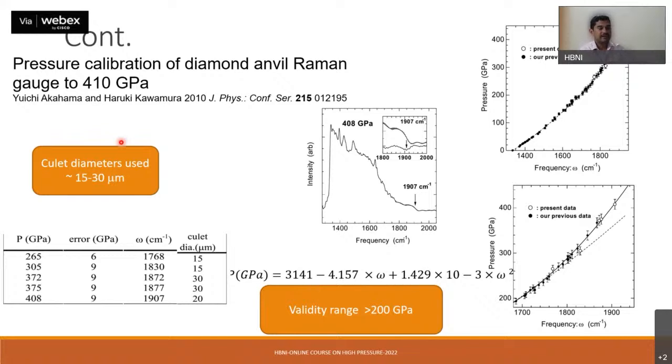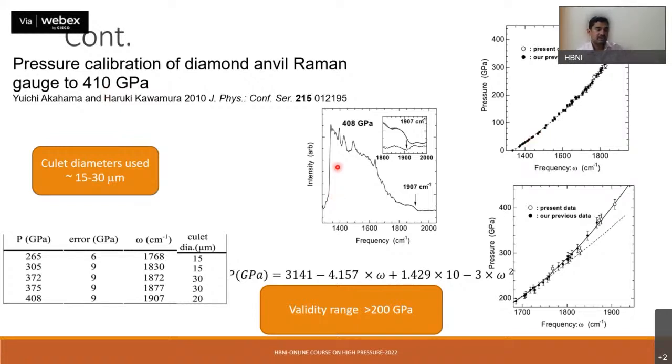Next, I think in 2010, they again calibrated this pressure scale up to even higher pressure. They calibrated this pressure scale of the diamond anvil Raman gauge up to 410 GPa. Why am I saying gauge? Because this is a kind of scale which is really helpful in measuring pressures starting from even 20 GPa up to very high pressure like 400 GPa. So they calibrated this scale up to 410 GPa.